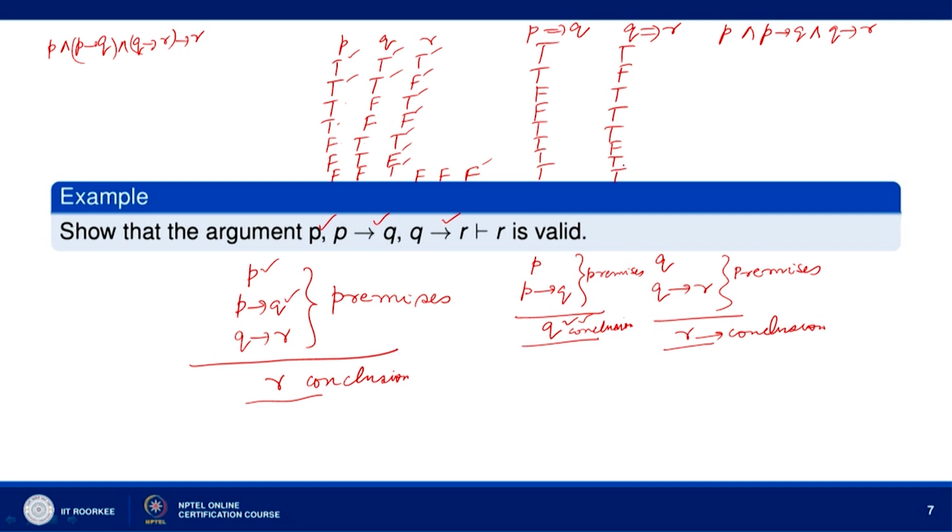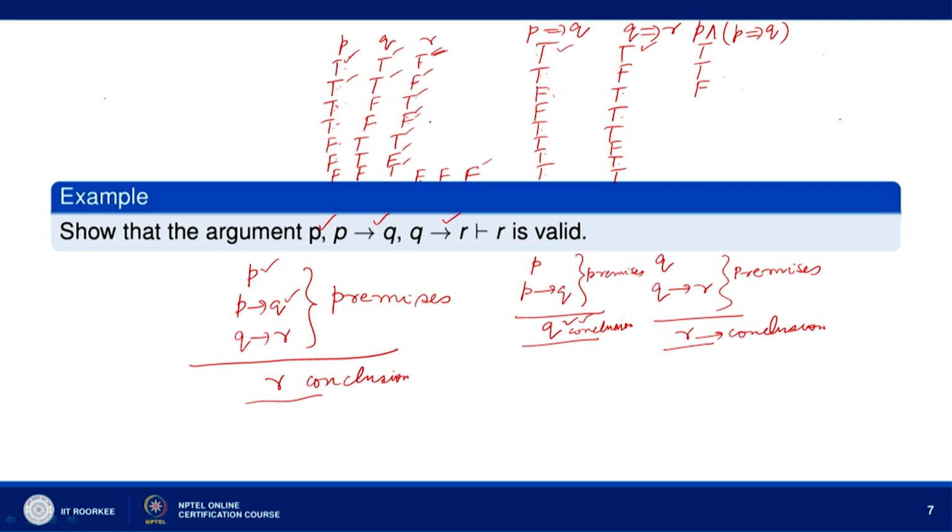Then P and P implies Q and Q implies R. So, we have to do it in steps. Let us first consider P and P implies Q. So, now let us write the truth values of P and P implies Q. P has truth value T, P implies Q has truth value T. So, we have T here, then P has truth value T, P implies Q has truth value T. So, we have T here, then this is T, this is F. So, we get F.